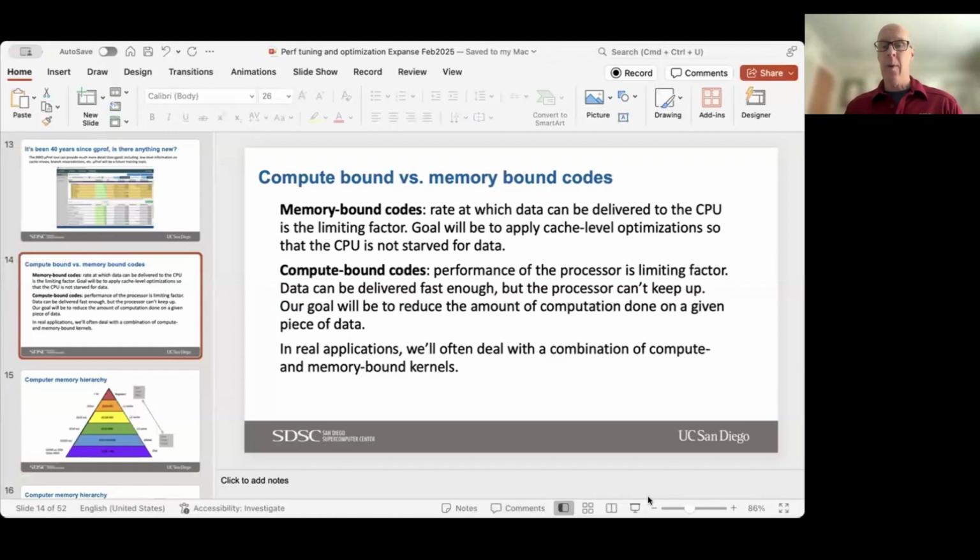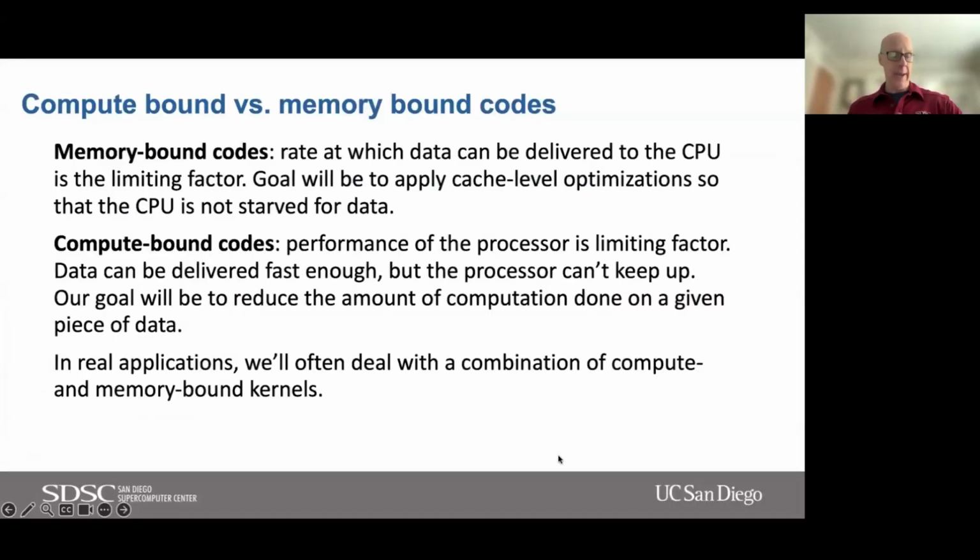All right, so we're going to actually dive into performance tuning and optimization techniques. But before we do, we need to talk about a distinction between compute-bound and memory-bound codes. So we tend to think when we are working with software that we're really limited by the rate at which we can do the math, at which we can do the calculations. But for many, many scientific and engineering applications, they're really memory-bound. That means they're limited by the rate at which data can be delivered to the CPU.